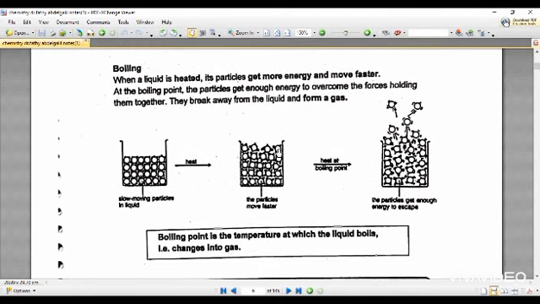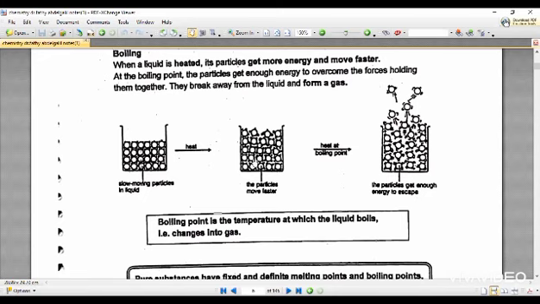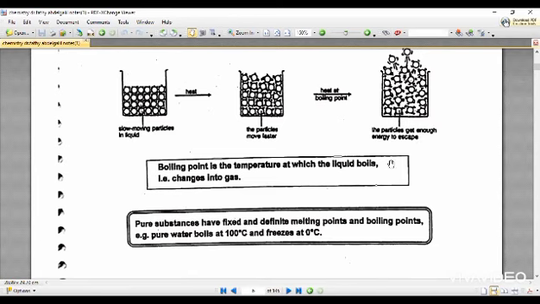Yes, the volume has increased, but the particle size did not change. Volume increased because the distance between particles was increased. And at the boiling point, forces are overcome and can change into gas form, gaseous state.